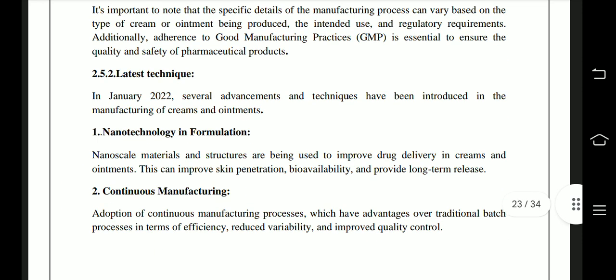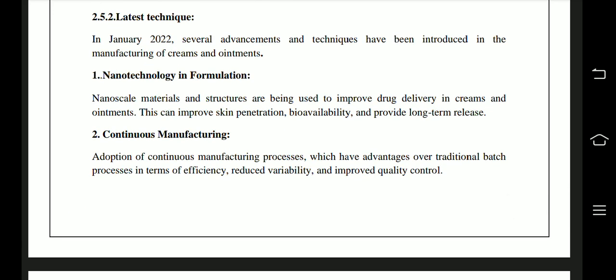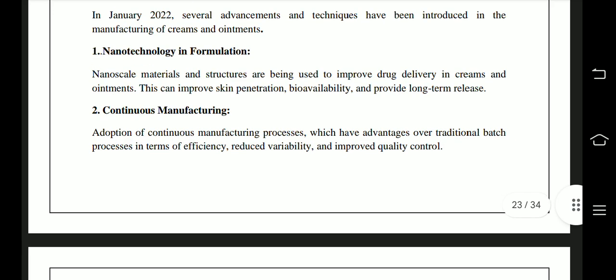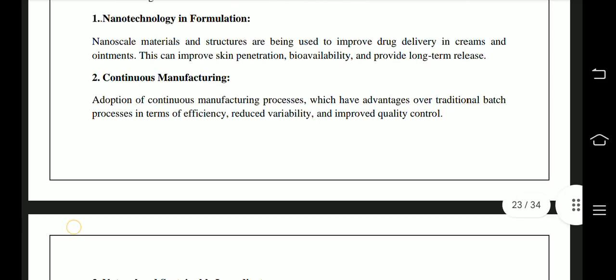Now I would like to discuss the latest techniques involved in creams and ointments. In January 2022, several advancements and techniques have been introduced in the manufacturing of creams and ointments. First one is nanotechnology in formulation. Nanoscale materials and structures are being used to improve drug delivery in creams and ointments. This can improve skin penetration, bioavailability, and provide long-term release.